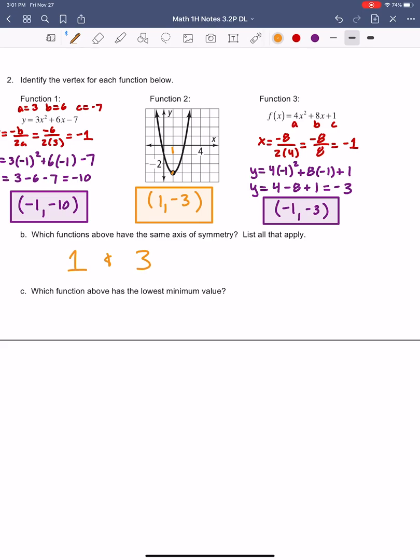Okay, and then it says which function above has the lowest minimum value. That's going to be the lowest y-coordinate. So I'm looking at my y-coordinates here: negative 10, negative 3, and negative 3. The lowest y value I have is negative 10, and that's going to be function 1. That's going to be my lowest minimum value.